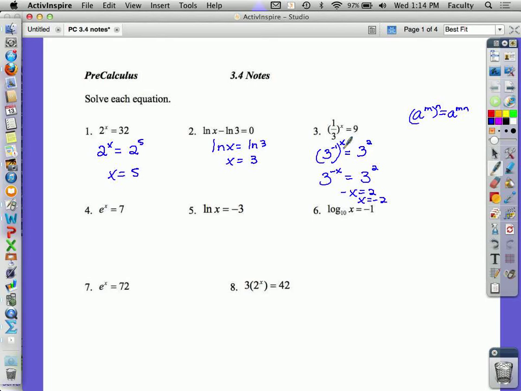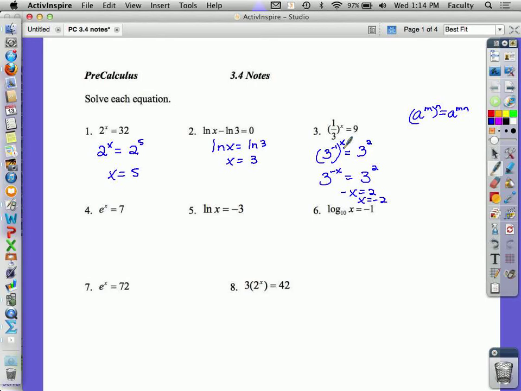Now, I do want to mention that we're not canceling the bases. I don't want anybody to think that that's what we're doing. We are not canceling those 3's. But what we do know is if you have the same bases, the exponents are equal. Okay? All right, how about number 4?